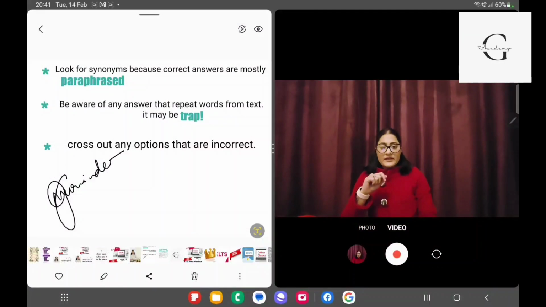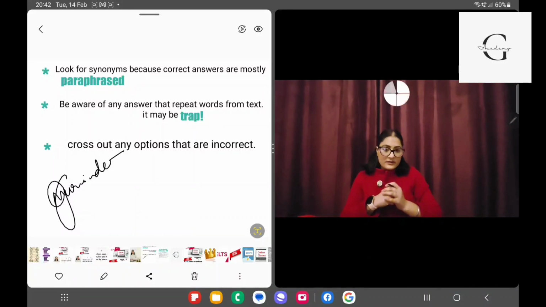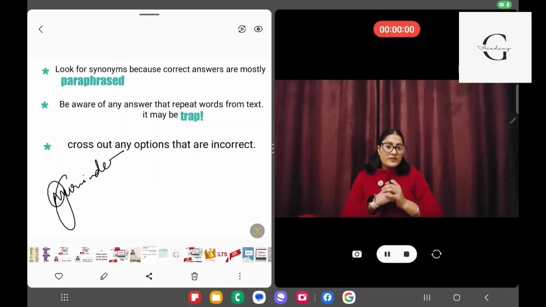These are the 3 things, as you can see on the screen, which you have to focus on while doing MCQs in the reading module. You can implement these 3 tips in IELTS listening as well, because the tips are approximately the same for IELTS listening MCQs and IELTS reading MCQs. So the first is look for synonyms, because correct answers are mostly paraphrased.